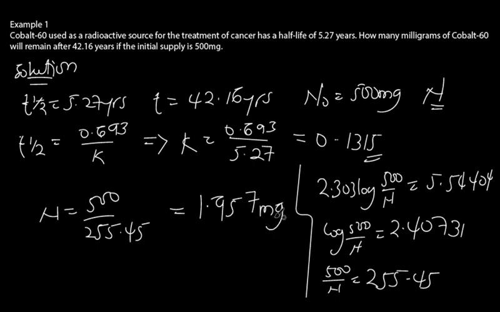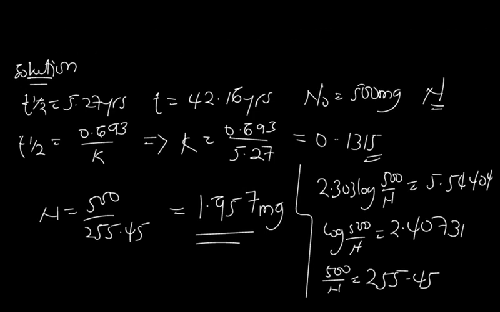milligram. It means after a time of 42.16 years, the amount of cobalt-60 that will be left is 1.957 milligrams out of the 500 milligrams that we initially had when the time was 0. So let's look at another example.